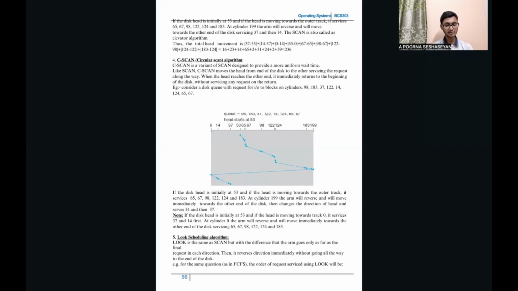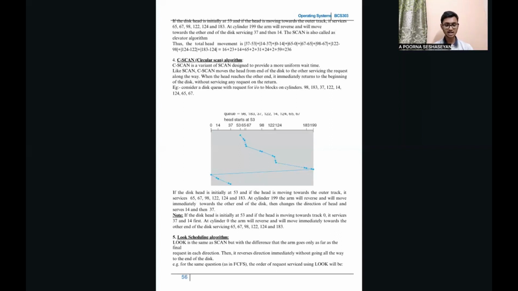In case of scan, we have seen it goes until it traverses all the disk requests at the left side and touches 0. Whereas circular scan is the opposite of it. It traverses all the disk requests at the right side of the disk and touches 199 and then comes to the left side. So first from 53 it goes to 65, from 65 to 67, from 67 to 98, from 98 to 122, 122 to 124, 124 to 183, and then it comes back to 14 and 37.